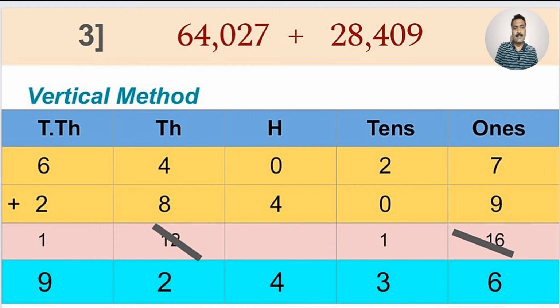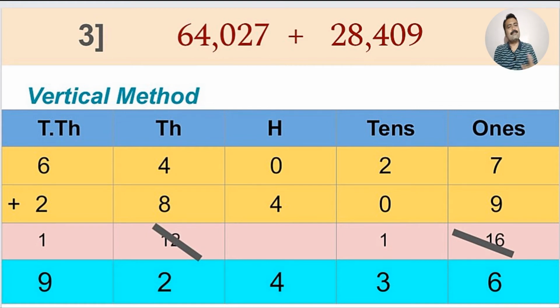After making this vertical arrangement in the proper way, now we are going to start solving our example, starting from the ones column. 7 plus 9 we get 16. Now 16 is a 2-digit number, so we write 6 as the main answer and take 1 as a carry into the next addition. Let's move to the tens column. 2 plus 0 we got 2, and in that we add 1, so 2 plus 1 we got 3. Thereafter at the hundreds column, 0 plus 4 we got 4.